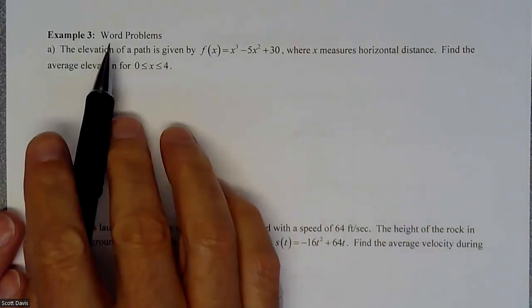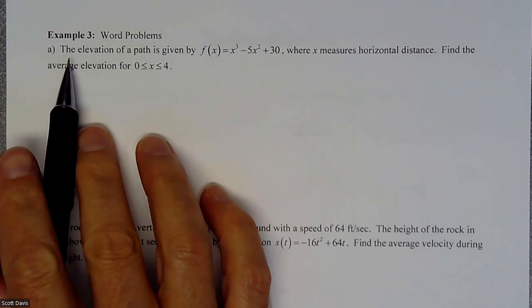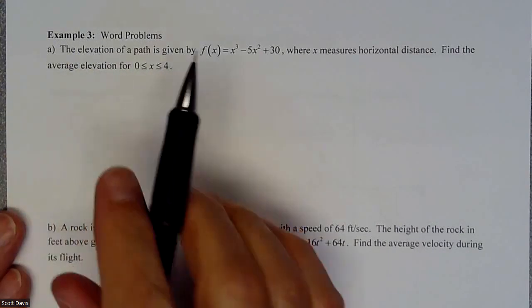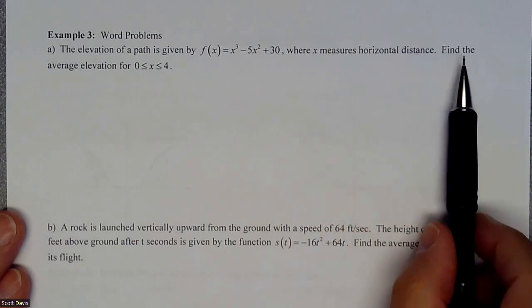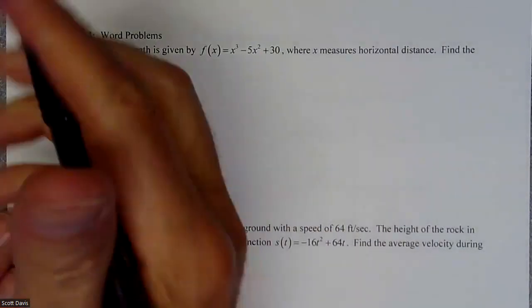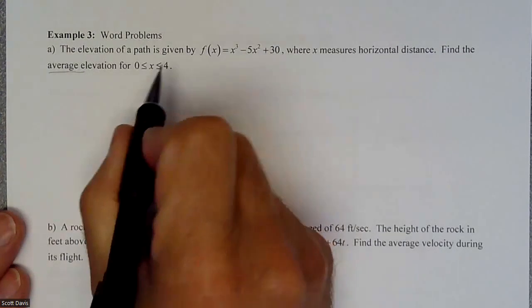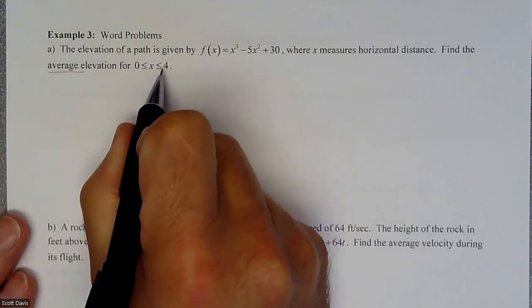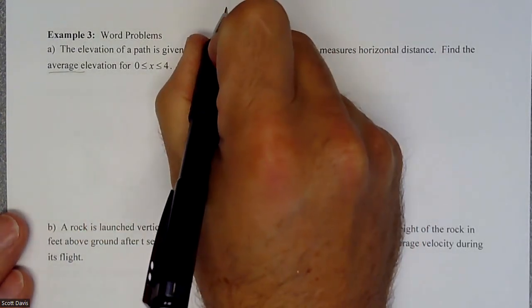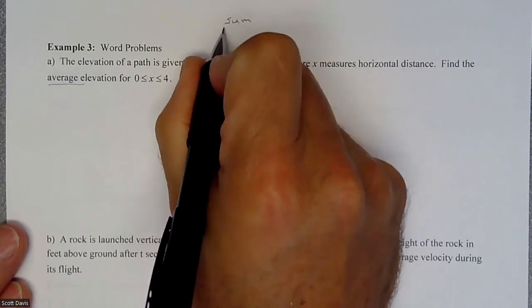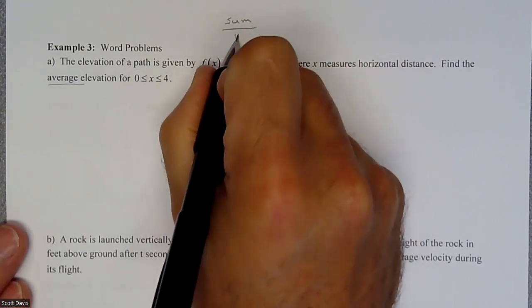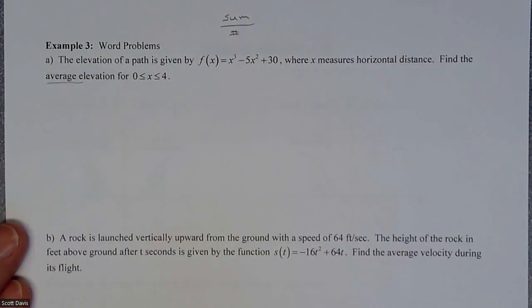In this example, we are going to be going through a word problem. It says that the elevation of a path is given by this function where x measures the horizontal distance. Find the average elevation from 0 to 4. So if we're talking about an average, we're talking about a sum divided by a number, right? Just kind of like you've seen for years and years.